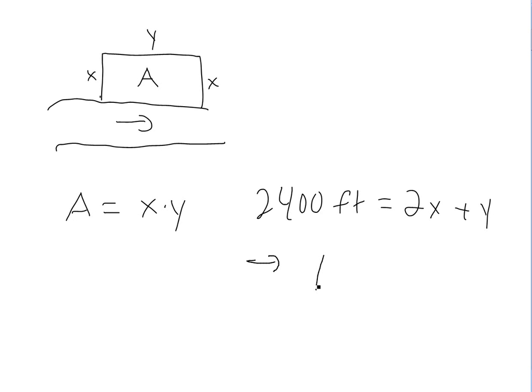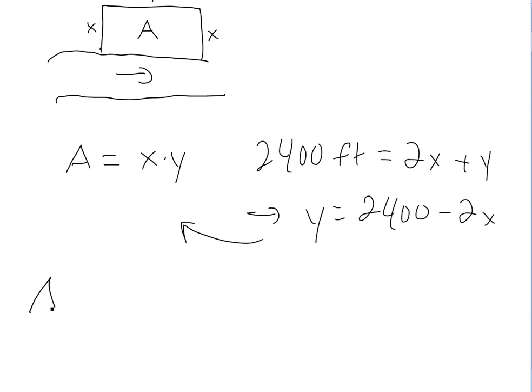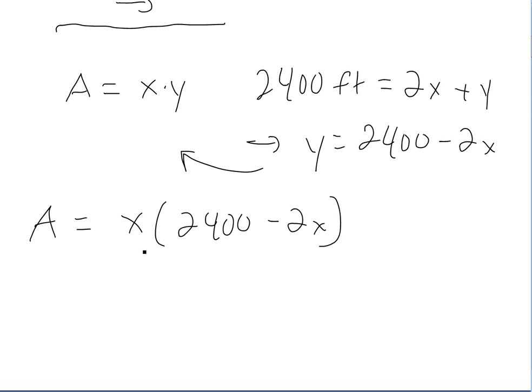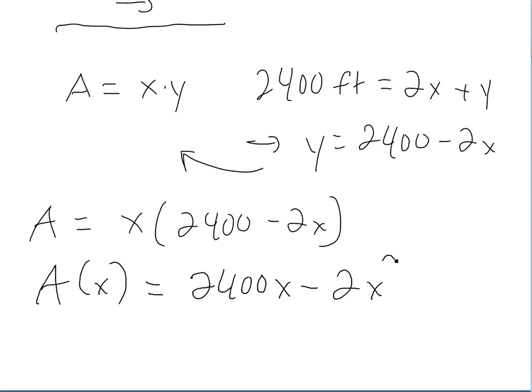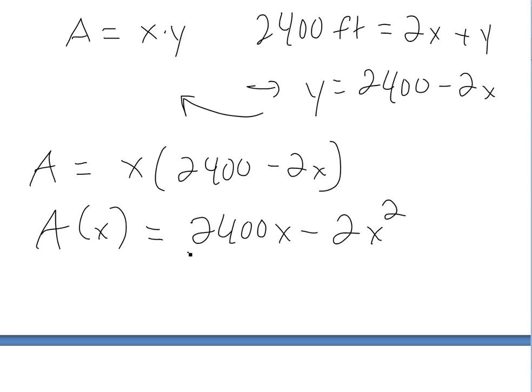So we rearrange this: Y is equal to 2,400 minus 2X. Now we plug it in, and we get A equals X times (2,400 minus 2X). We can simplify this further, so A is a function of X: A of X equals 2,400X minus 2X squared.